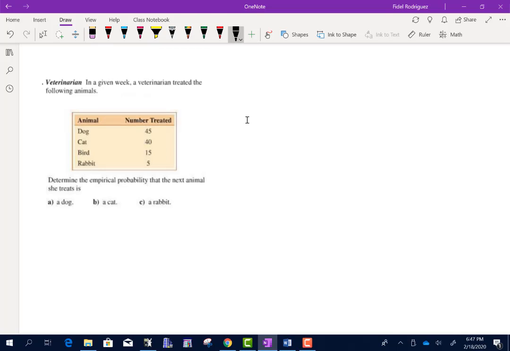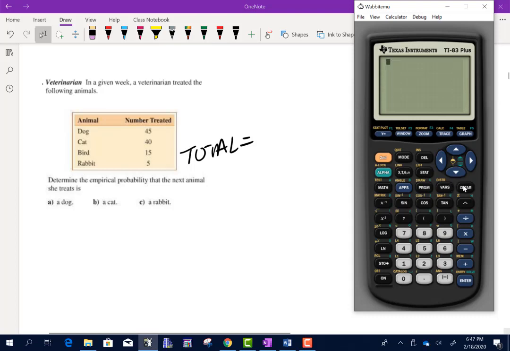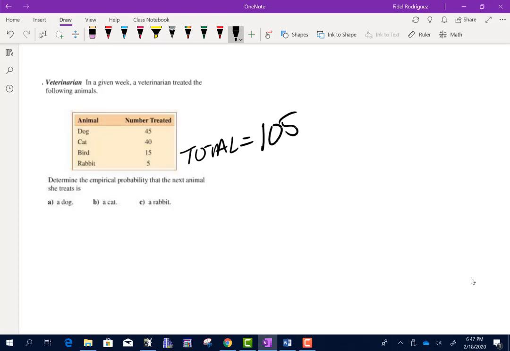Let's see. Veterinarian. In a given week, the veterinarian treated the following animals. Okay. Let's see. So the first thing we're going to do, guys, this is kind of like the rowboat problem. Let's see if we can find the total. All right. I'm going to grab my calculator right over here. Clear that out. Let's add them all up. 45 plus 40 plus 15 plus 5, 105. Okay, so here's our total. We got 105.